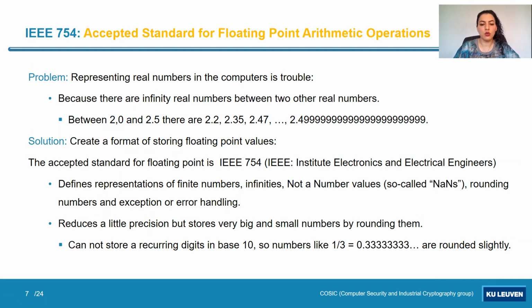Computers cannot store all the real numbers. For example, between these two real numbers, there are tons of other real numbers, so it is not possible for a computer to store all of them. And this is a problem. The solution to that is to create a format for storing floating point numbers, and the accepted standard for floating points is the different types of IEEE 754 representation.